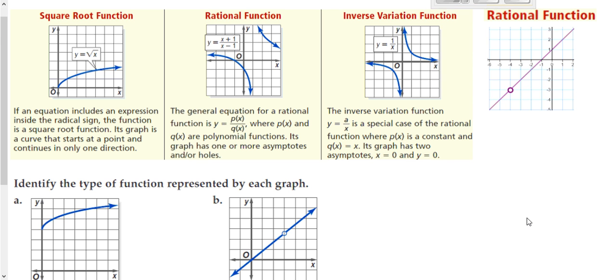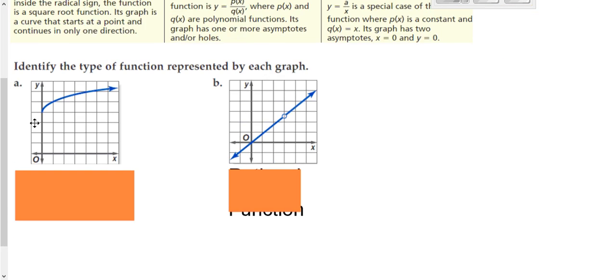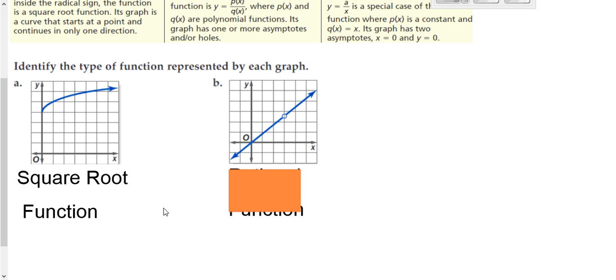So as we look over here on the left, at the bottom, this one is which type of those graphs from above? Well, it's half of a parabola going sideways, so it's a square root function. This one here has a hole, so it's rational.